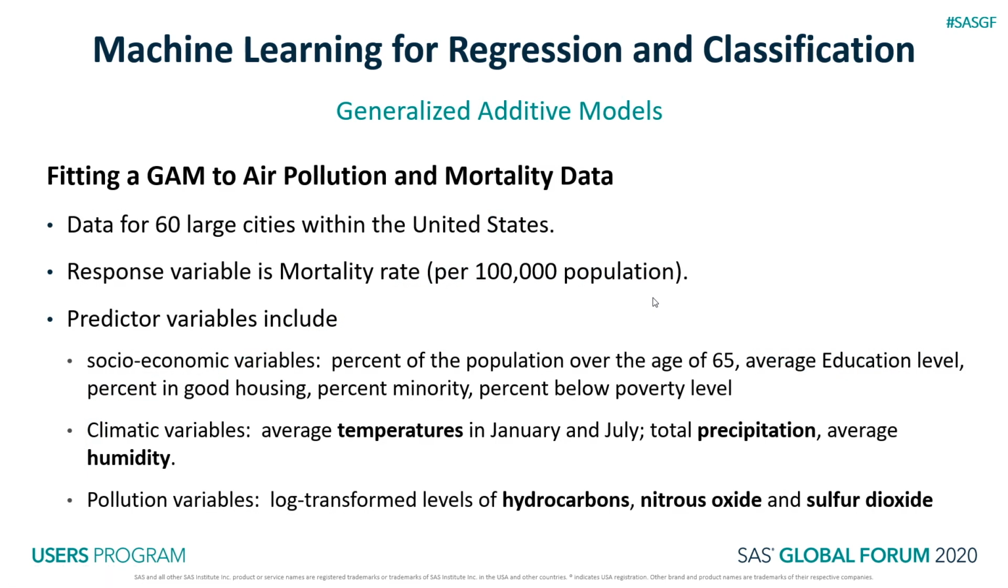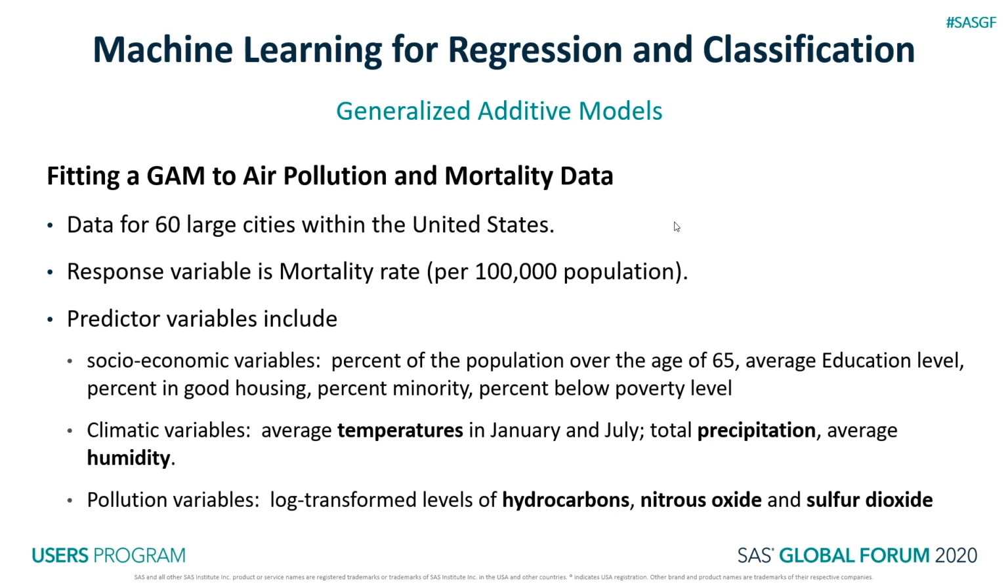Here's another example. So this is a data set for which the LASSO works extremely well. There's data on air pollution and mortality for 60 jurisdictions within the United States. For the most part, they are large cities. The response variable is the mortality rate per 100,000 in population.